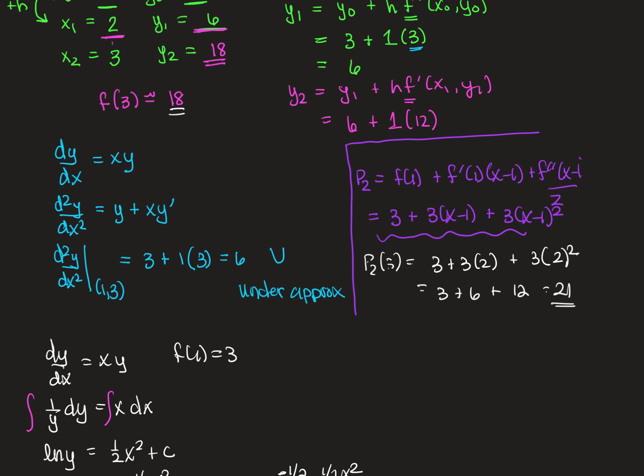If you want to make Euler's more exact, you would take more steps. If you want to make a Taylor polynomial more exact, you do more degrees. So you would take more derivatives and have more terms.